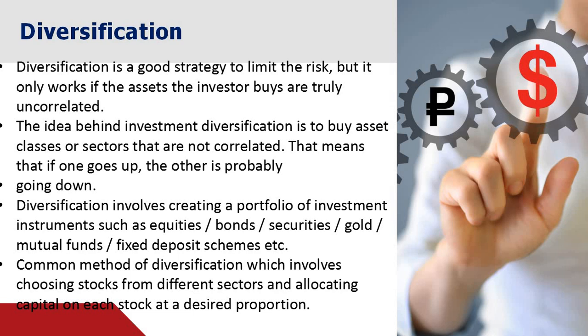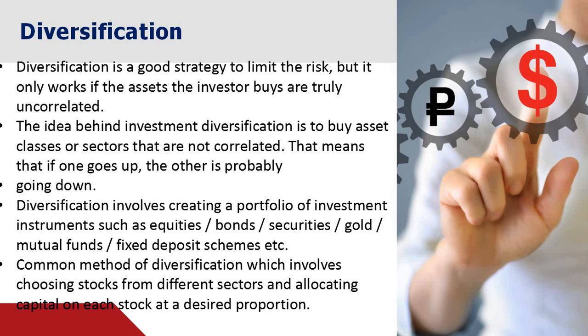Diversification. Among all the strategies, diversification is one of the finest strategies to limit the risk, but it only works if the assets the investor buys are truly uncorrelated. The idea behind investment diversification is to buy asset classes or sectors that are not correlated. That means that if one goes up, the other is probably going down.